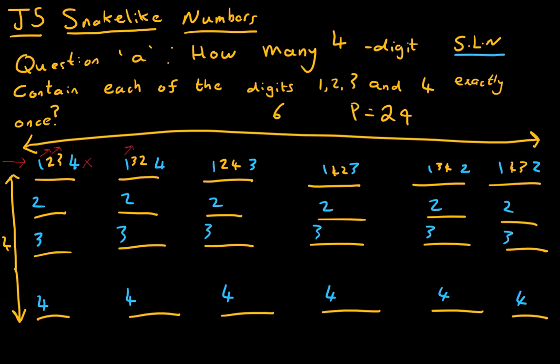We're going up, down, then up, so that is a snake-like number. We're going up, up, not a snake-like number. We're going up, down, up, snake-like number. We're going up, up, not a snake-like number. We're going up, down, down, not a snake-like number. So on the first row, we have 2 snake-like numbers.